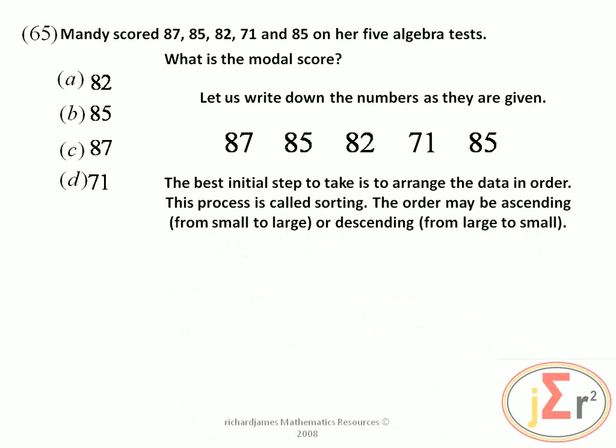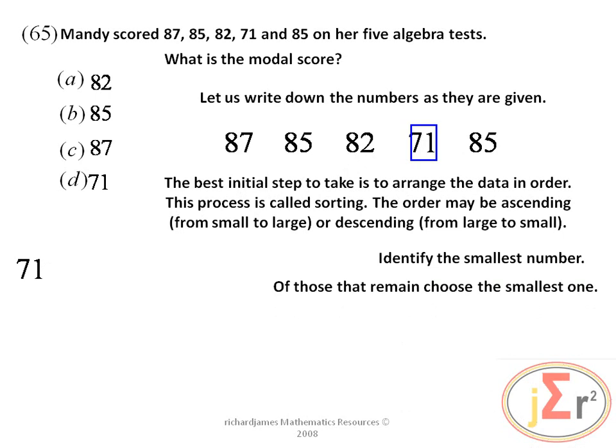The order may be ascending from small to large, that is ascending going up, increasing, or descending from large to small, getting smaller each time. So let us sort them. Identify the smallest one first. So that's what we're going to do. Right, and we're going to write it down. Then, of those that remain, choose the smallest one. Again, we choose the smallest one from those that remain.